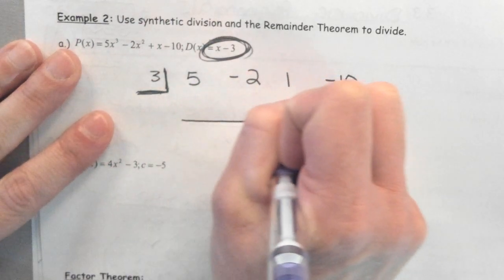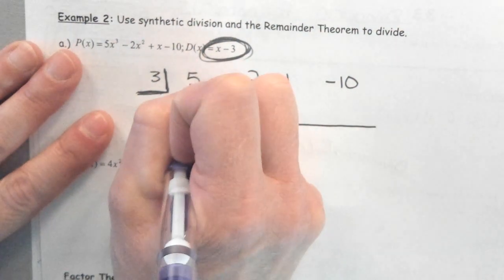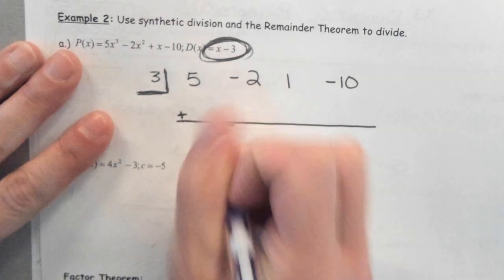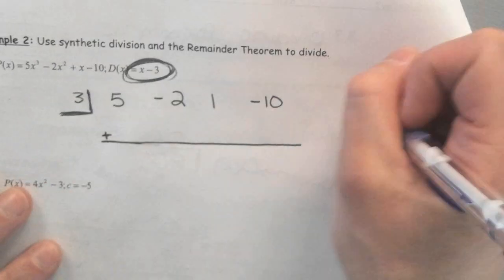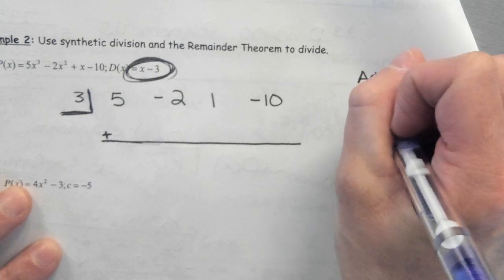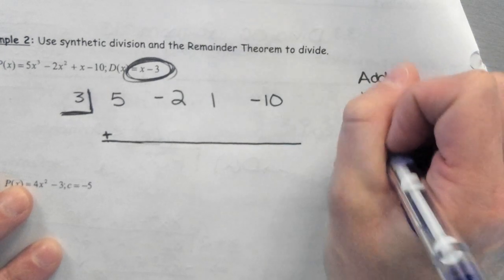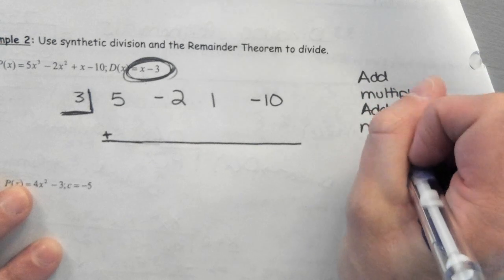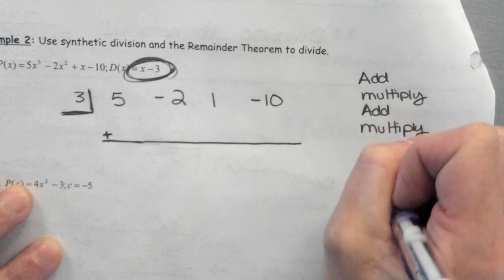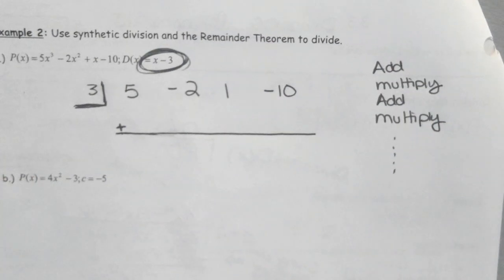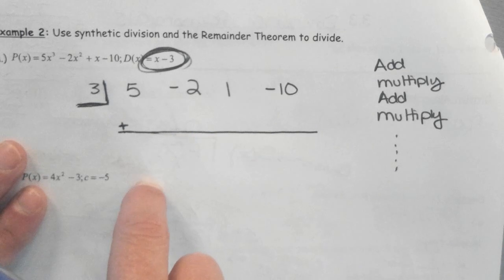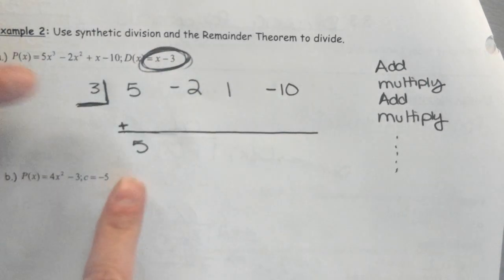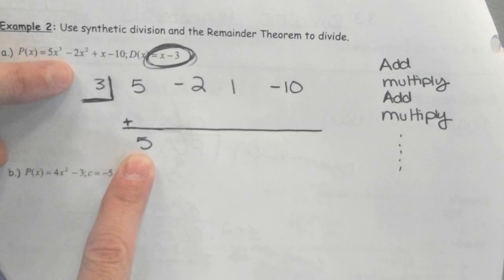Then we draw a line down here, and this is an addition bar right here. So this line is where we're going to do our adding. Okay, so what are our steps? We add, and then we multiply. And then we add, and then we multiply again. And we do this as many times as we need to until the problem's done. Okay? Here we go. Add first. 5 plus nothing is 5. Then we multiply. You always multiply by the thing on the ledge.